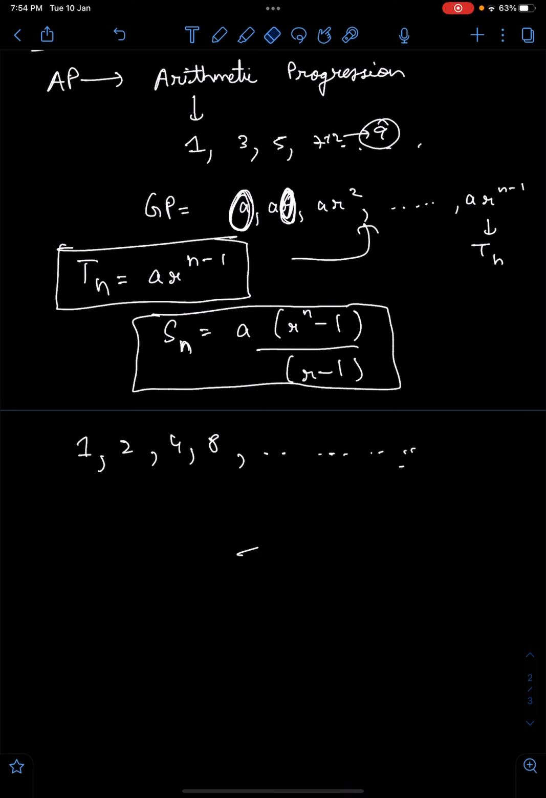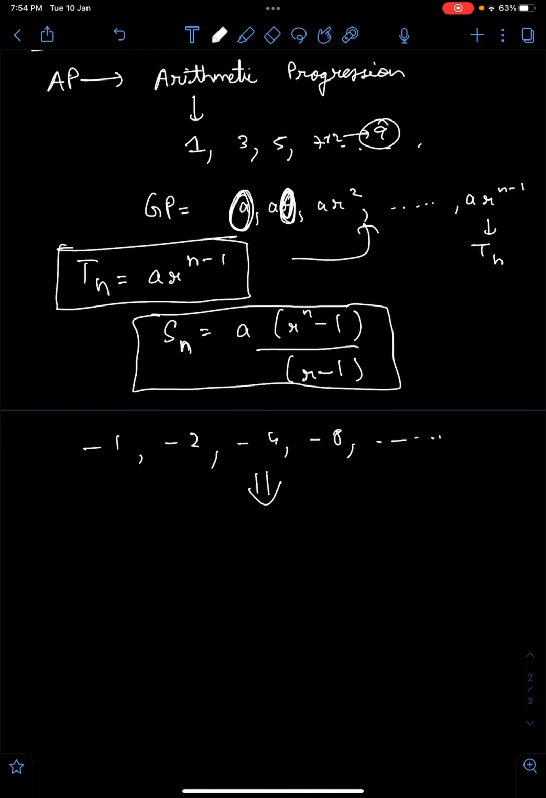Now, let me just ask you another question. What will be the sum of this: minus 1, minus 2, minus 4, minus 8, and it goes on? It can be infinity or minus infinity, whatever you call it. So it will be infinity, it's not defined.